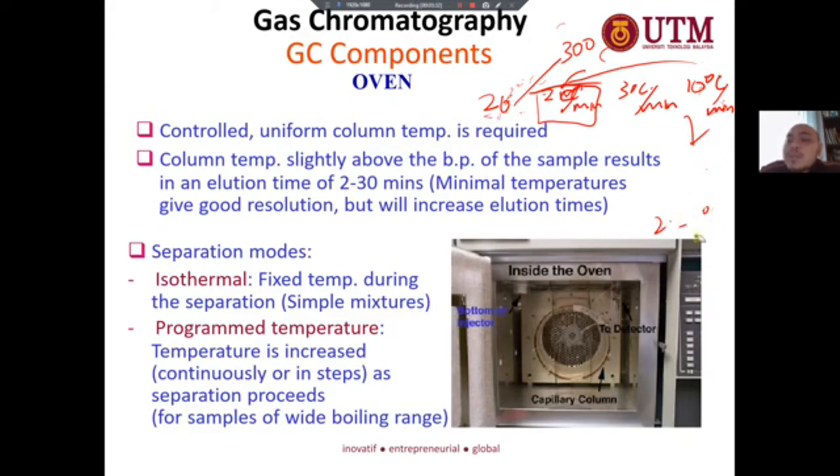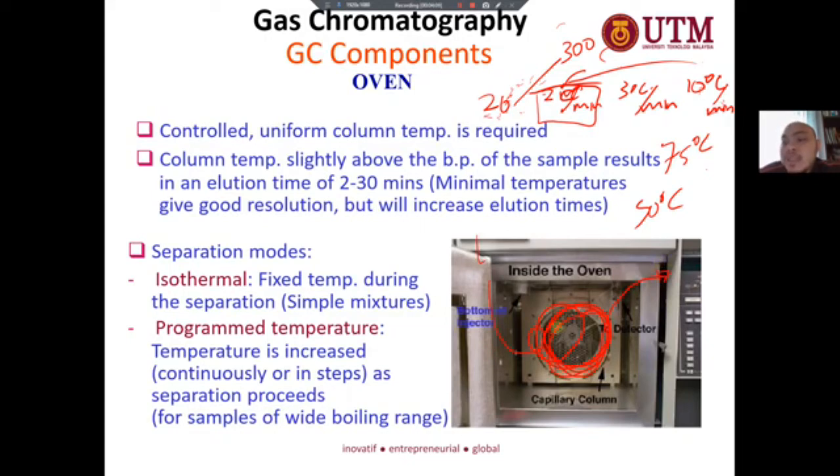Why I need to remind you about this is that I'm afraid you make the mistake during the analysis. For example, your analyte is 75 degrees Celsius, but in the oven you just set 50 degrees Celsius. So what happens is, after injection, it enters the column. For the analyte to flow through the column and reach the detector, it must be in the gas mode.